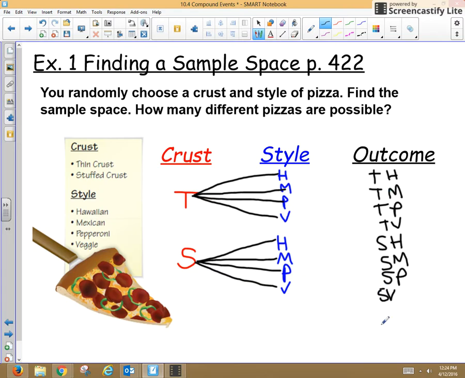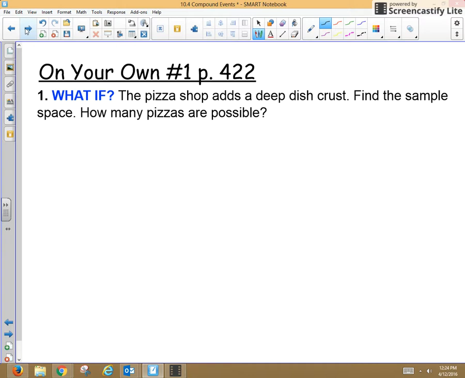So when you count all the possibilities, there are 1, 2, 3, 4, 5, 6, 7, 8 total outcomes. So there are 8 different possible pizzas that can be made from 2 types of crust and 4 different styles. Right now, try on your own number 1, page 422.